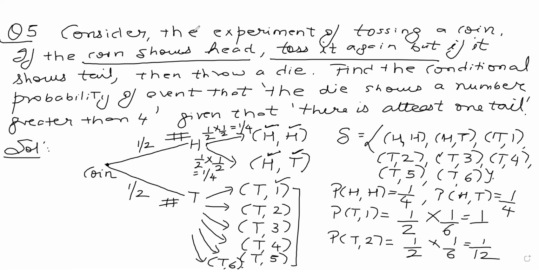So likewise, what can I say? I can say that probability of getting T3 is equal to probability of getting T4 is equal to probability of getting T5 is equal to probability of getting T6. All of these are equal to 1 divided by 12.